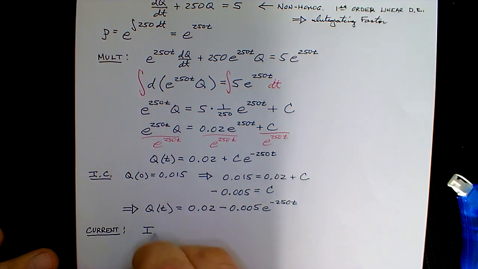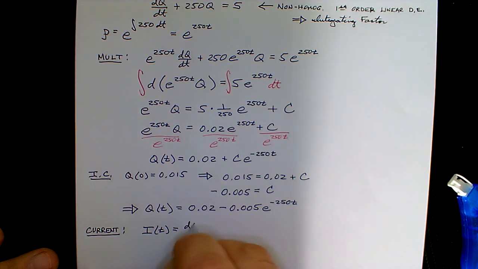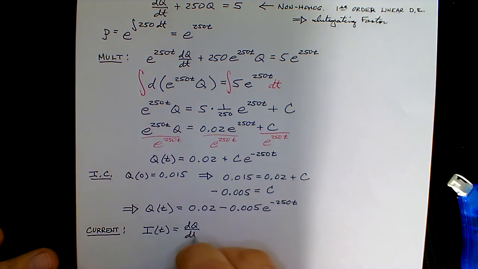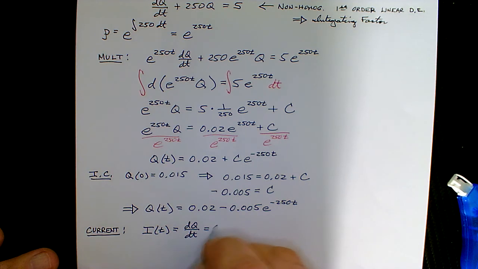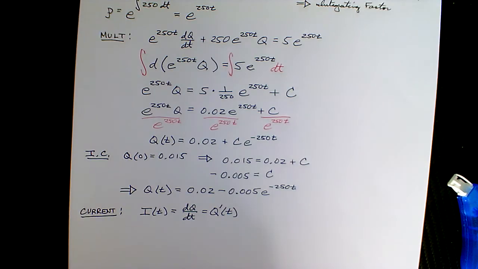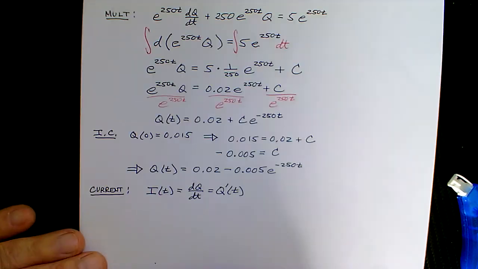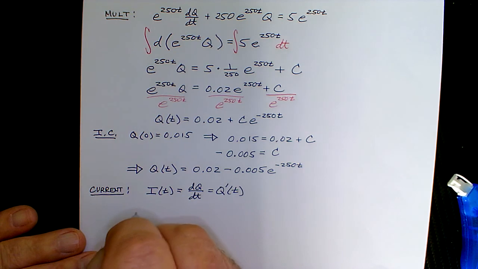I of t is, well, you can think of it in one of two ways, dq dt, differential notation, or q prime of t in terms of just our prime notation.